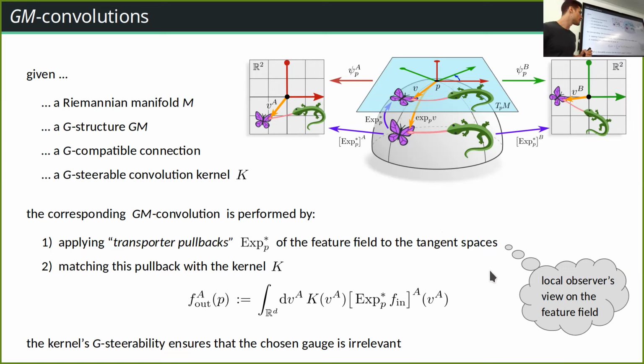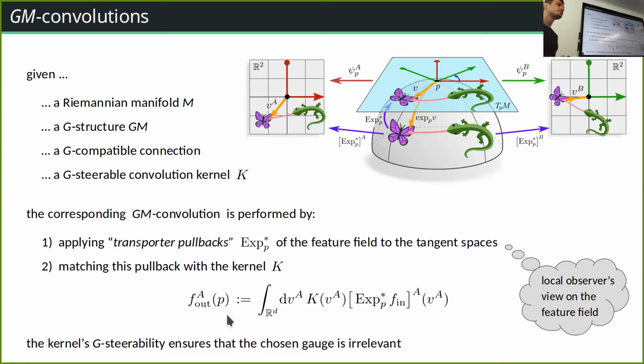And you can think about it as how a local observer at point P would see the feature field from his point of view. And then if we have our feature field on the tangent space, we compute an output feature vector at P just by taking this pullback and multiplying it with the kernel and then integrating this whole thing. And that defines our convolution.